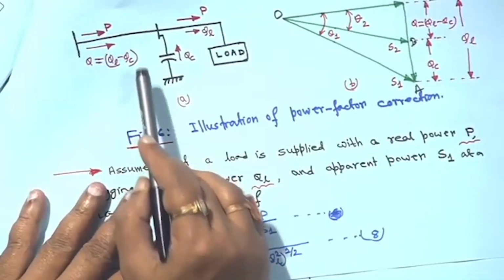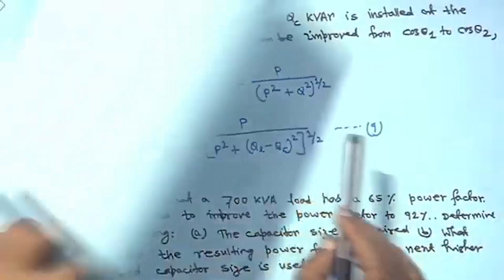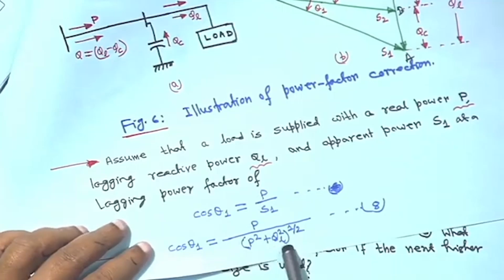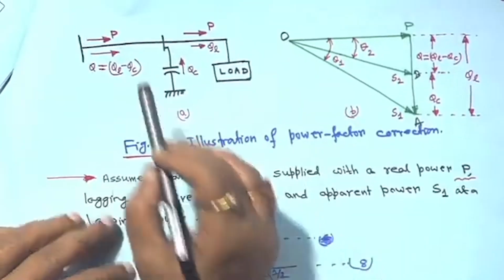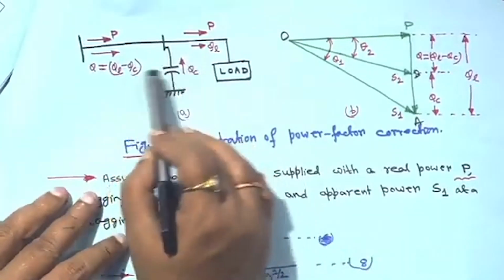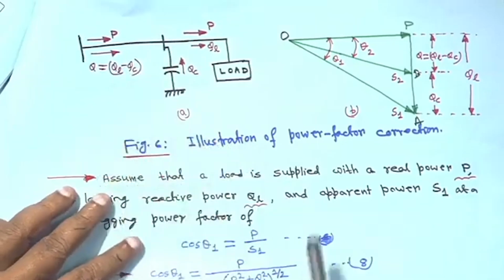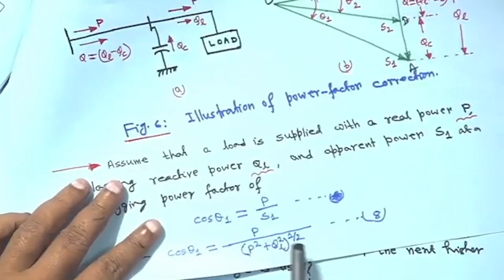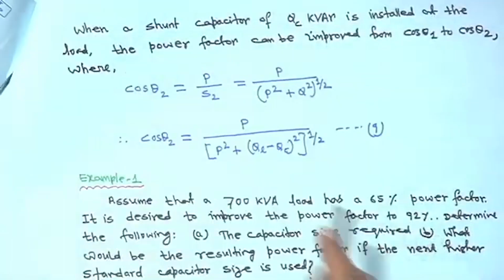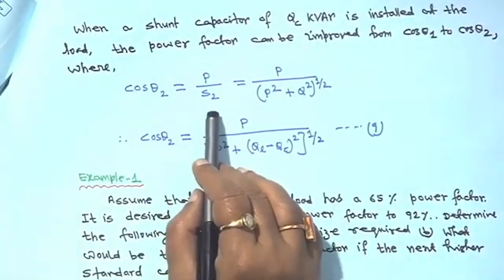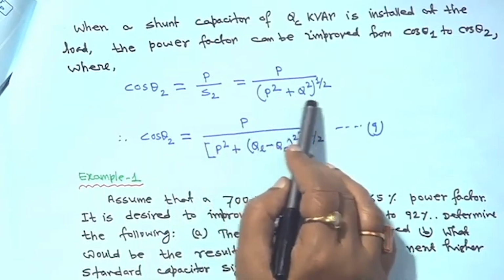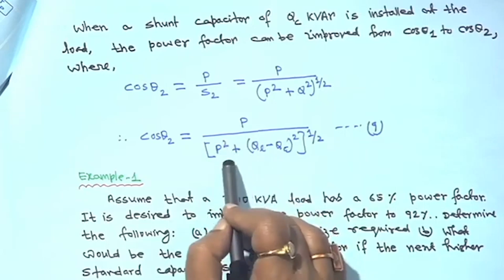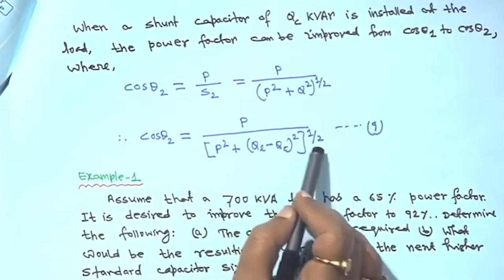Earlier Q was equal to QL, that is why we wrote P squared plus QL squared, because when QC was not there, it was 0 and Q was equal to QL. So not writing it again and again, I directly wrote (P squared plus QL squared) to the power half. Now, when it is there, cos theta will be P upon S2, so P upon (P squared plus Q squared) to the power half, or cos theta will be P upon (P squared plus (QL minus QC) squared) to the power half.